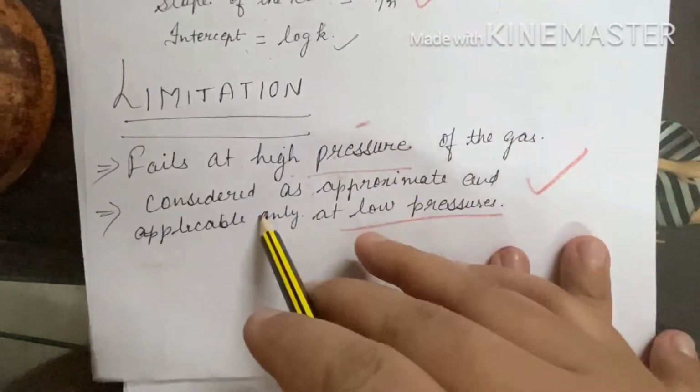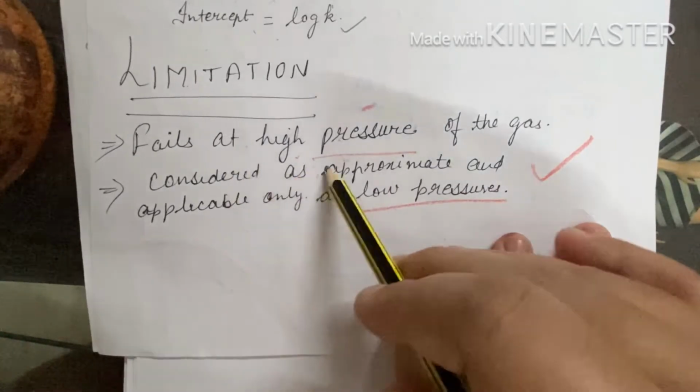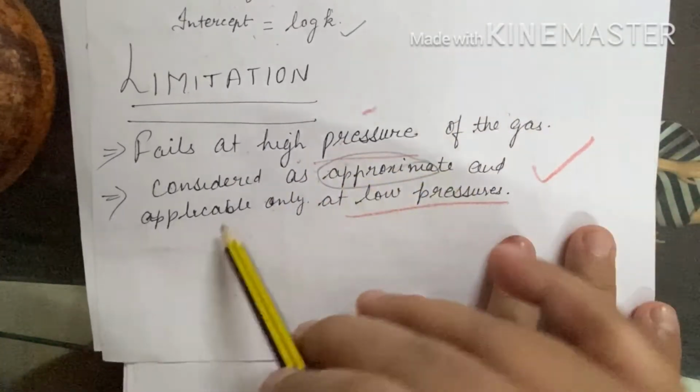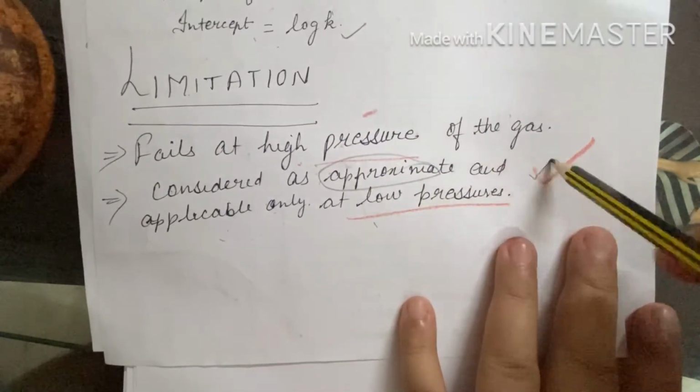So what is the limitation? The limitation is that it fails at high pressure of the gas, and it is considered approximate and applicable only at low pressures.